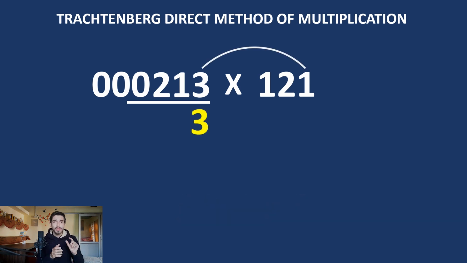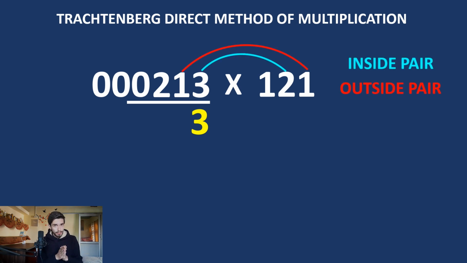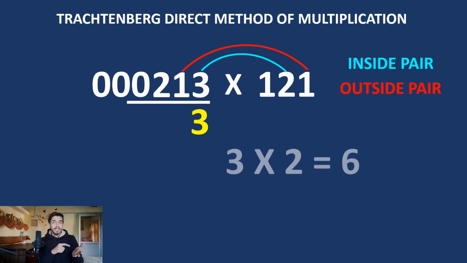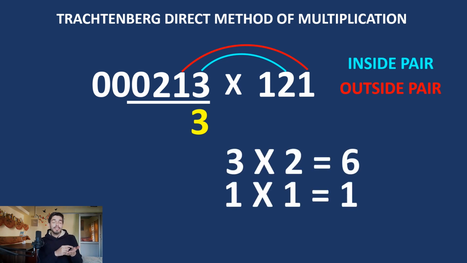Now the second step is also the same as before. 2 arches, inside pair and outside pair, and multiply similarly as before. So see, 3 times 2 is 6 and 1 times 1 is 1, so 7. So till now it's like multiplying 13 with 21, same as before.